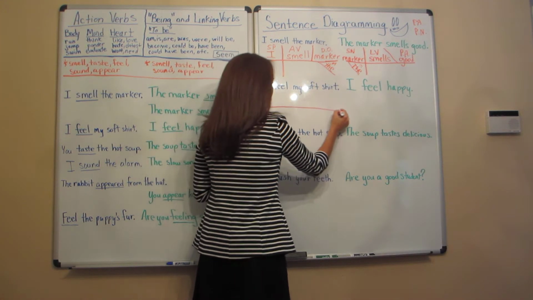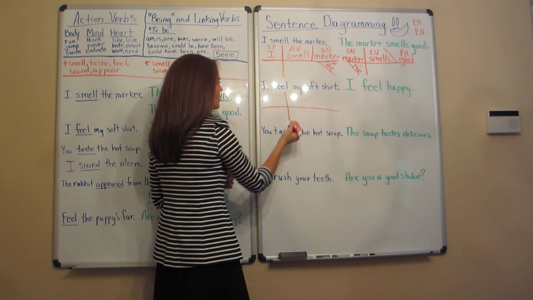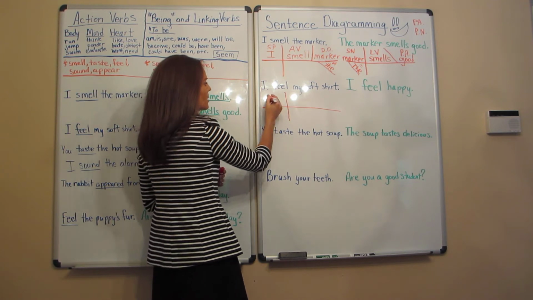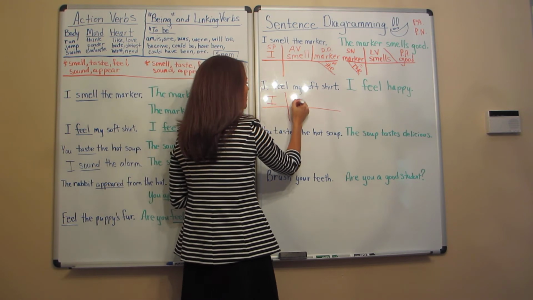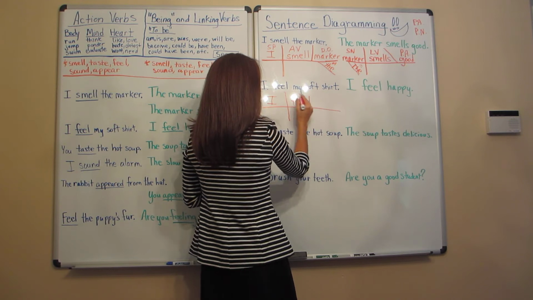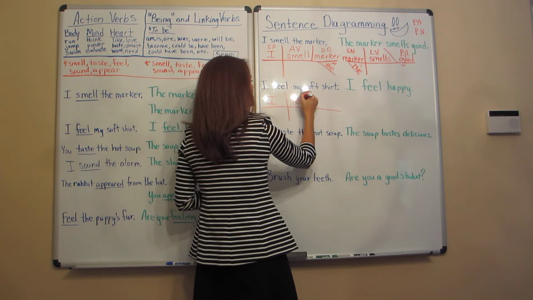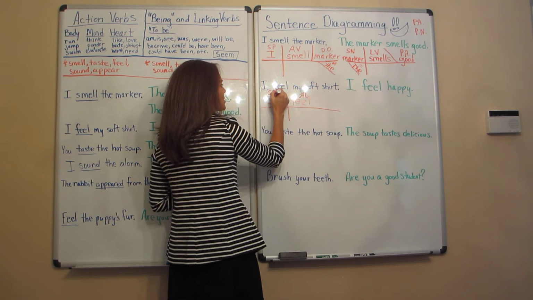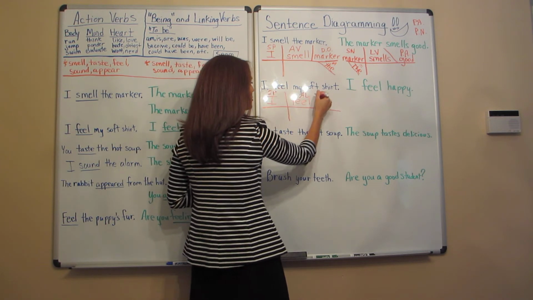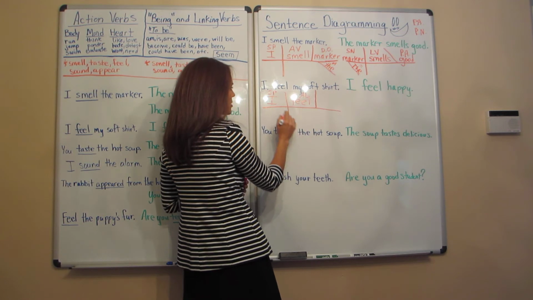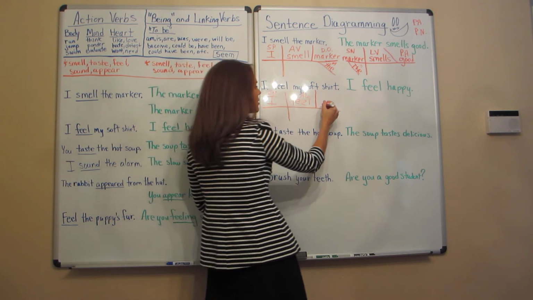We have our baseline and our intersecting vertical line. Who or what is the sentence about? It's about I. I what? I feel. Is it action or linking? I'm feeling my shirt. I'm physically doing it, so it's an action verb. This is a subject pronoun. After an action verb, we have a straight line that does not go all the way through. I feel what? One word, shirt.